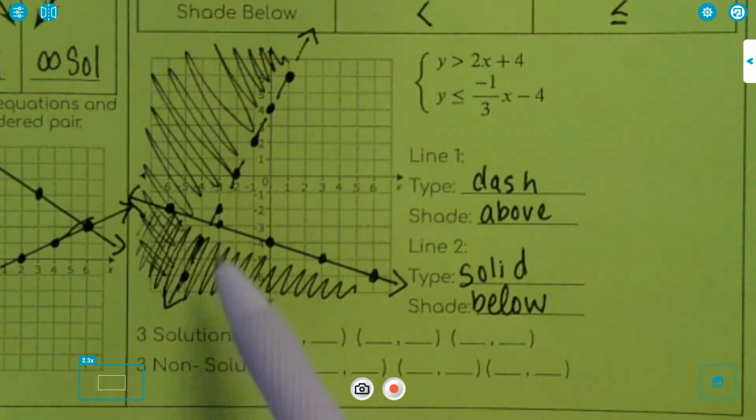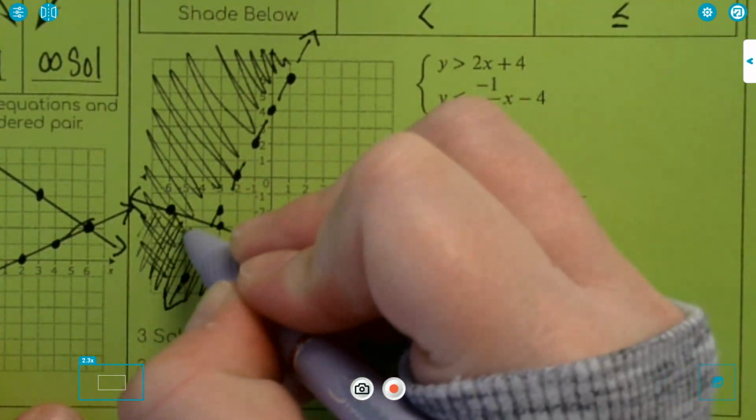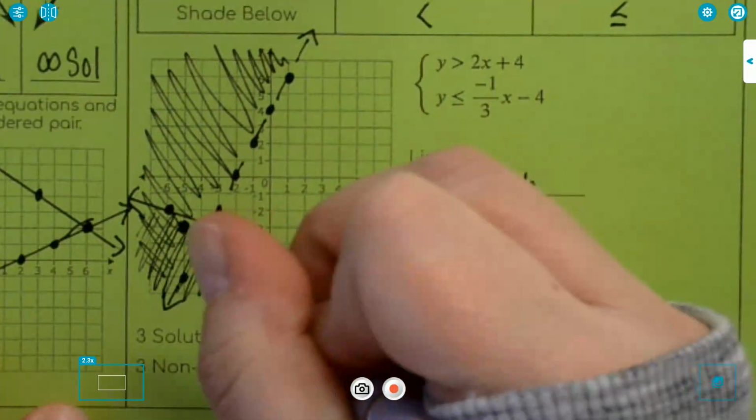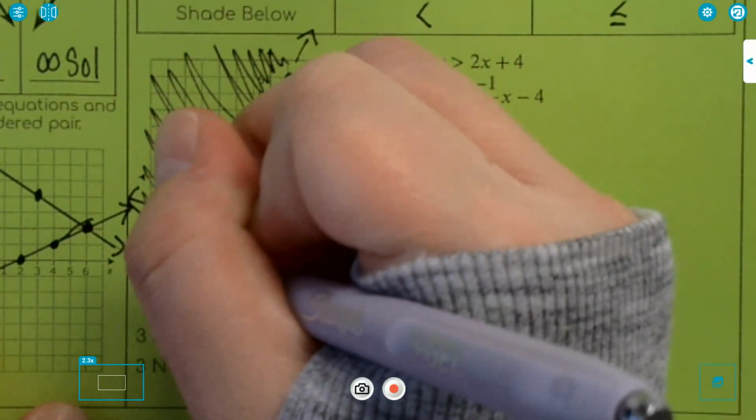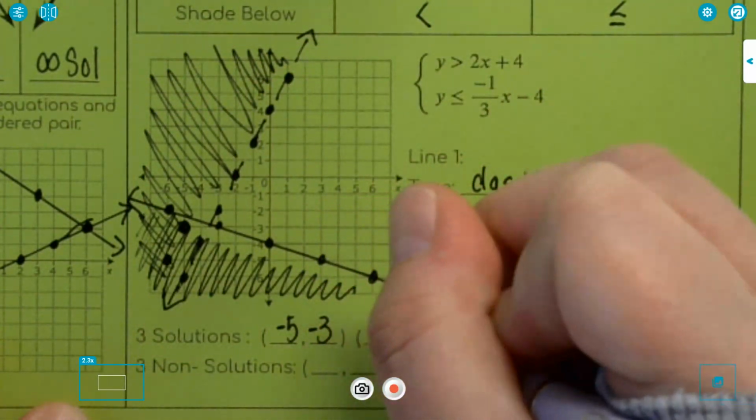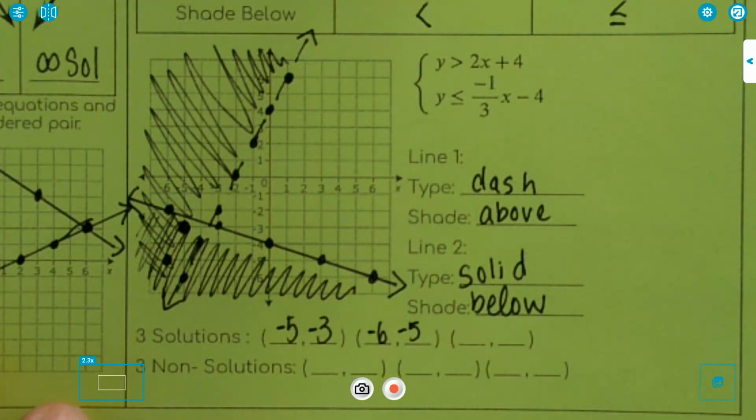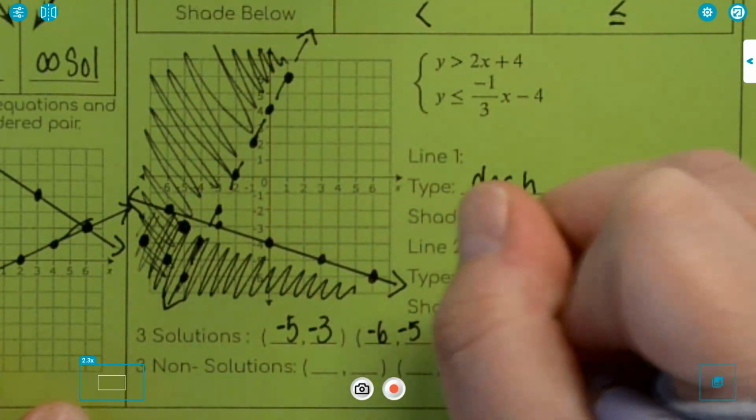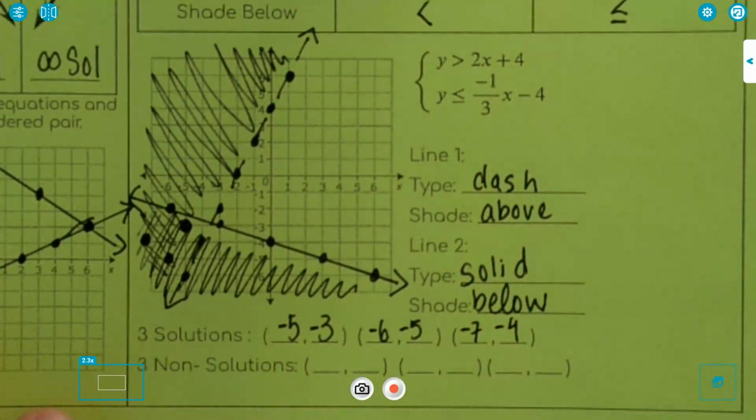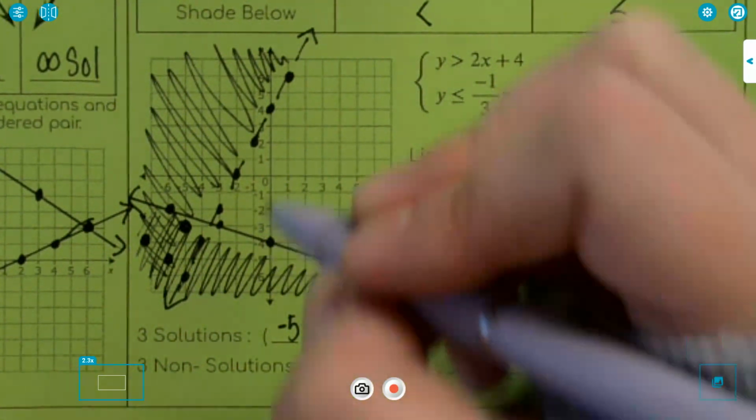So right here, 3 solutions to this problem, negative 5, negative 3. That's a solution. Negative 6, negative 5. That's a solution. These ones are kind of hard because there's such a small area. Let's do negative 7, negative 4. That's a solution. We've got some real easy non-solutions because we can just use 0, 0, 1, 1, and 2, 2.